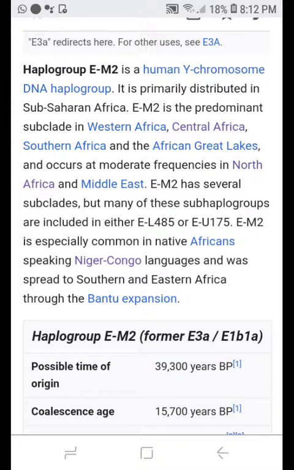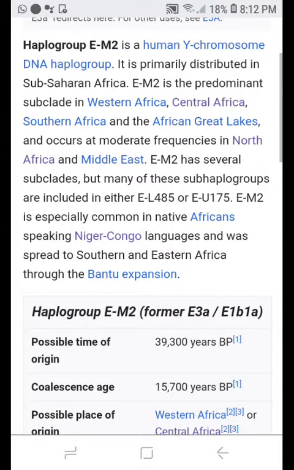EM2 has several subclades, but many of these subgroups, subhaplogroups, are included in either EL845 or EU175, all of which falls under EM2 or E1b1a. Okay, it's just said the majority just fall under those two, because me personally, I understand what that means. I know what that means.